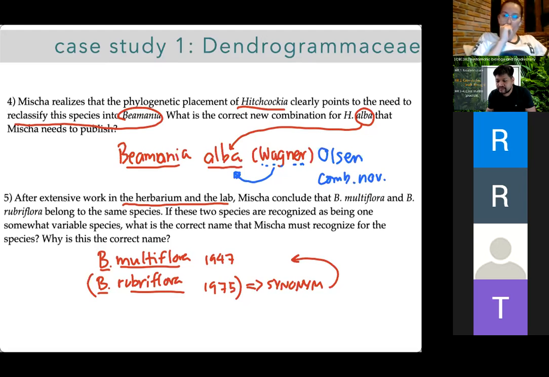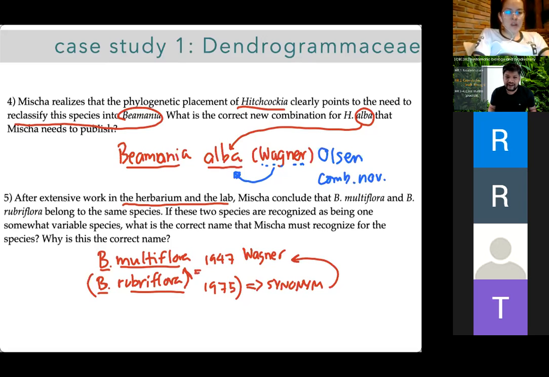And oh, do we add her name? No, actually no. So that's the thing. This name is still Wagner, because Wagner named it. But the person who reduced Ruby fora to be part of multifora is Misha. But Misha doesn't change any name. Misha just declares the status. She's the one that makes sure that Ruby fora is now equal to multifora.